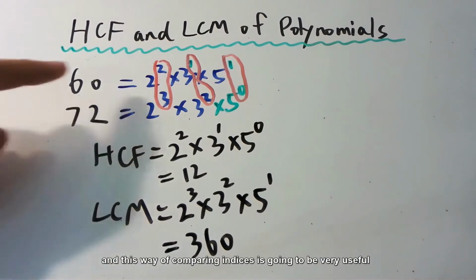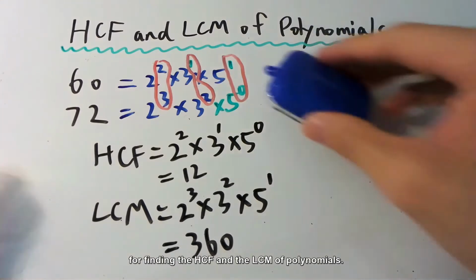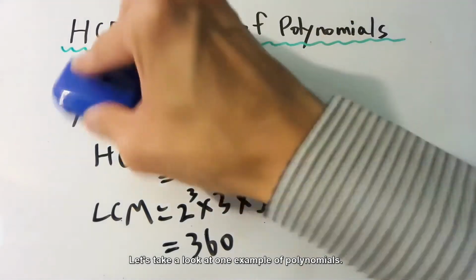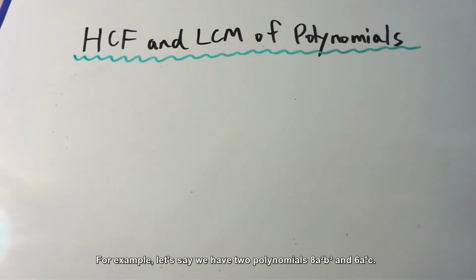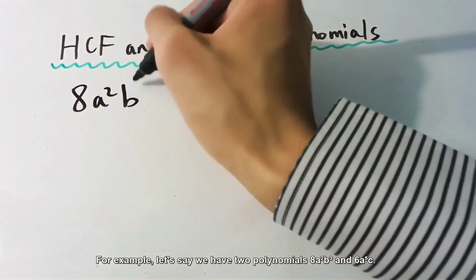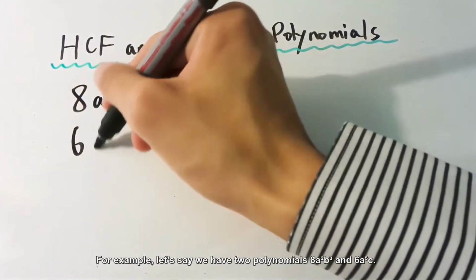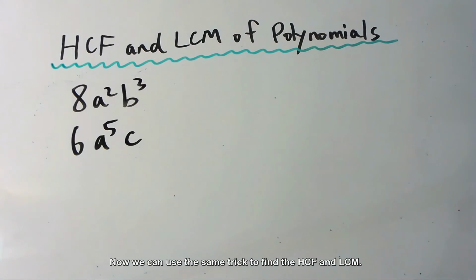And this way of comparing indices is going to be very useful for finding out the HCF and the LCM of polynomials. So let's take a look at one example of polynomials. For example, let's say we have two polynomials, 8a squared b to the power 3, and the other one is 6a to the power 5 times c. Now we can use the same trick to find the HCF and LCM.